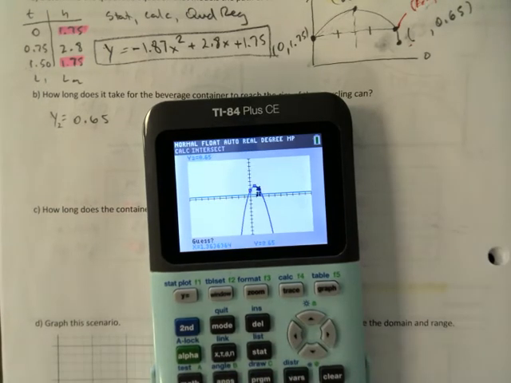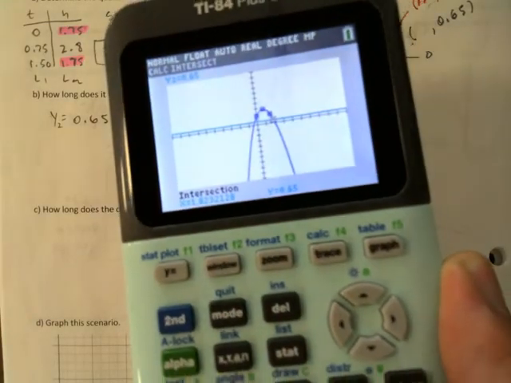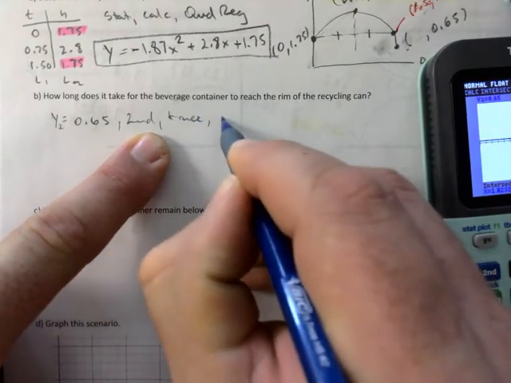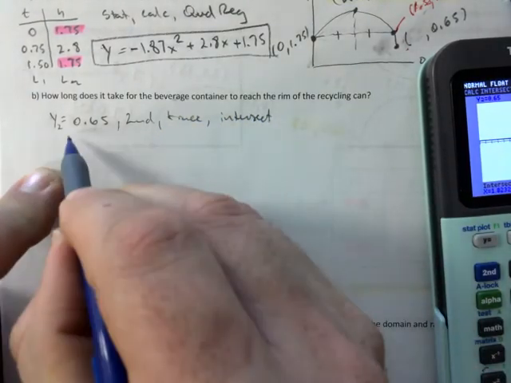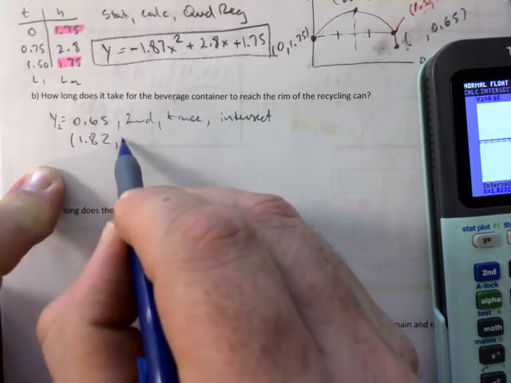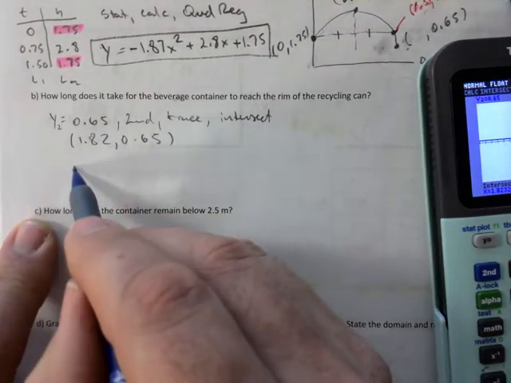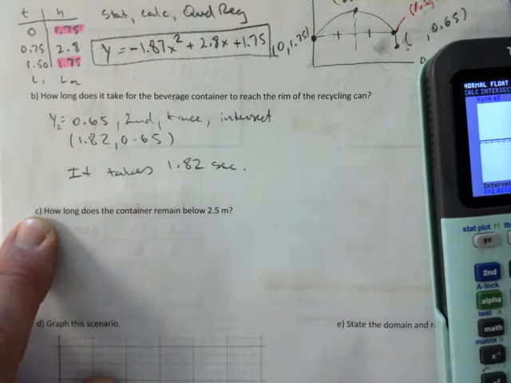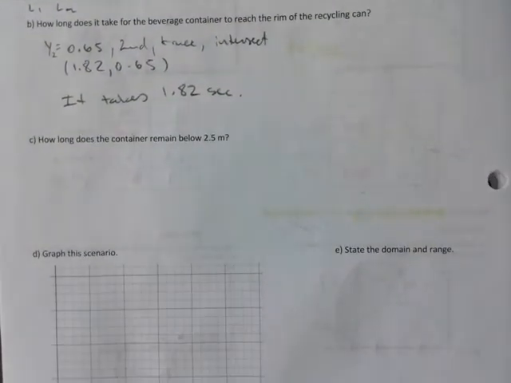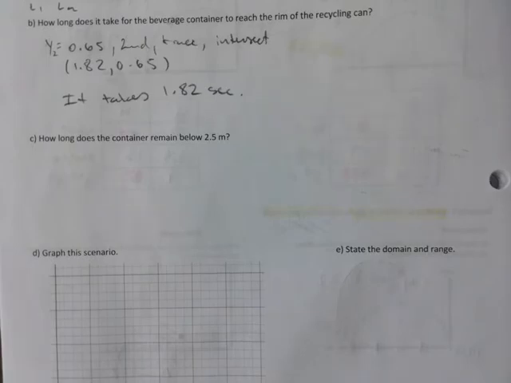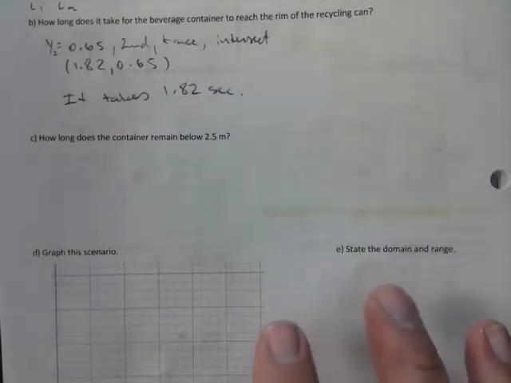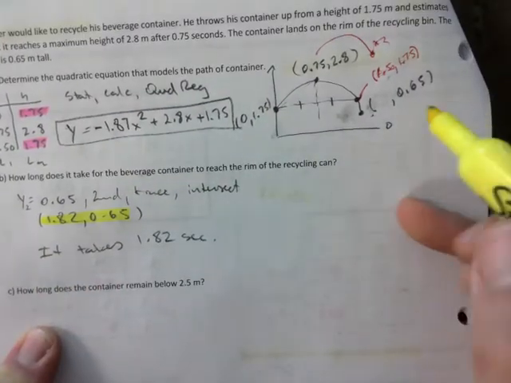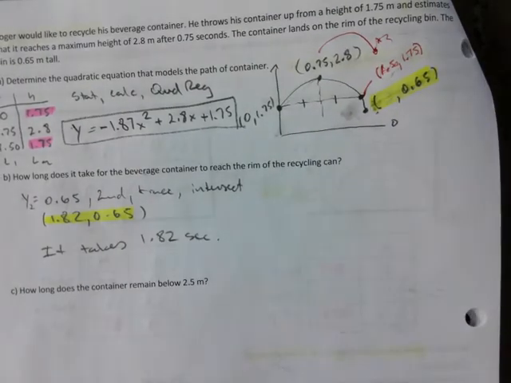So I'm going to go over and find that intersection: second trace, intersect, and that is 1.82, 0.65. It takes 1.82 seconds. That's it. That's all I need. You love highlighting, right? I'm just going to say this point is really this point right here that you're trying to find.